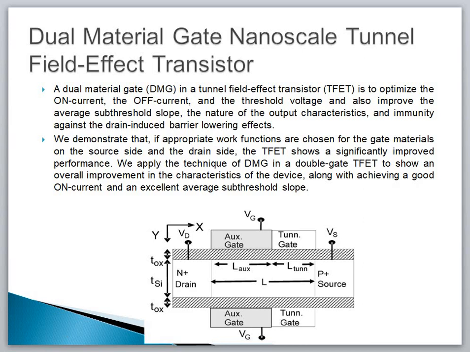This is the dual material gate nanoscale tunnel field effect transistor. This is the dual material gate. We are using different work functions at the source side, which is called the tunnel gate, and the drain side, which is called the auxiliary gate. Actually, we are using different work functions at the drain side junction and the source side junction.